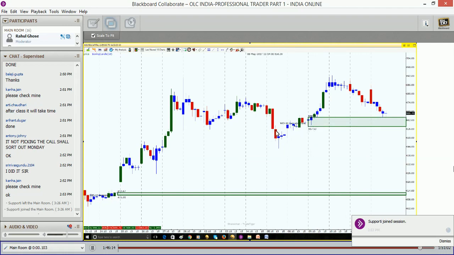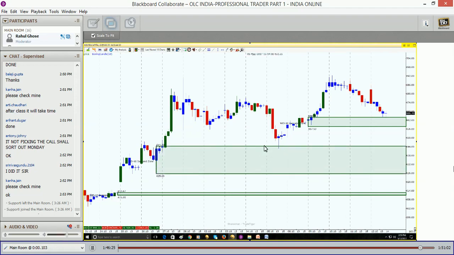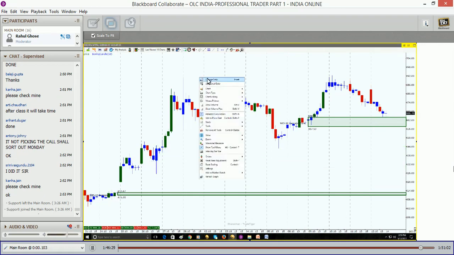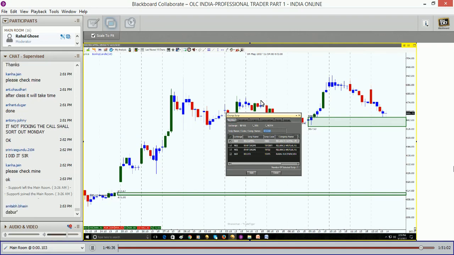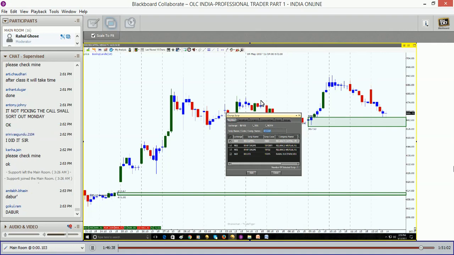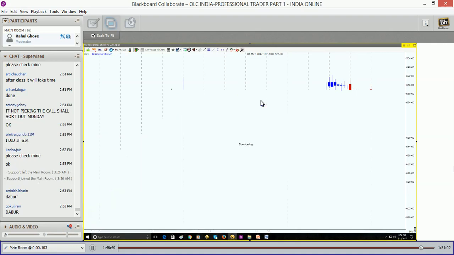We had one level over here, and this level was tested, ladies and gentlemen. This level also, which was over here, which some of you marked, is also tested. Can you see prices have come back over here and then given us a nice bounce. What was the other stock which we marked our trade in, friends? We did Reliance Capital, we did Tata Elxsi, we did one more, Dabur. Thank you for that, Gokul.